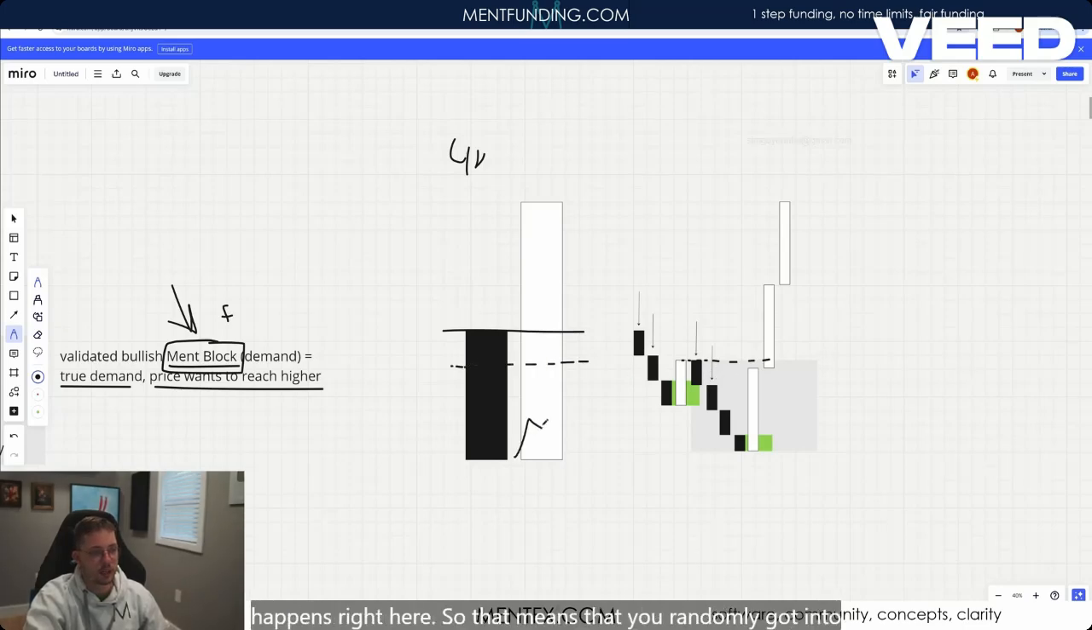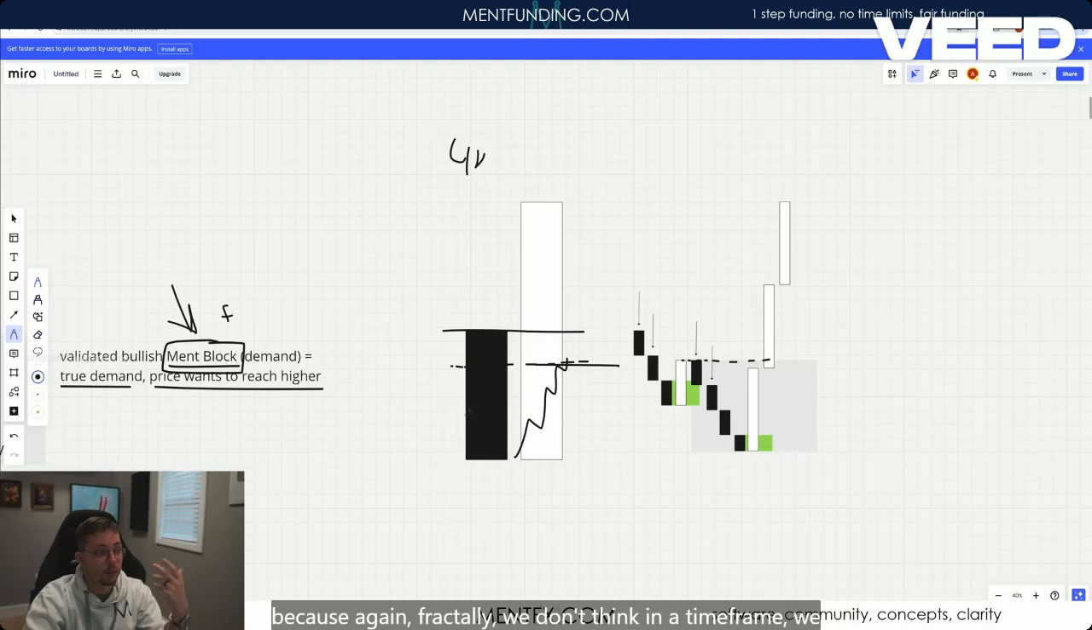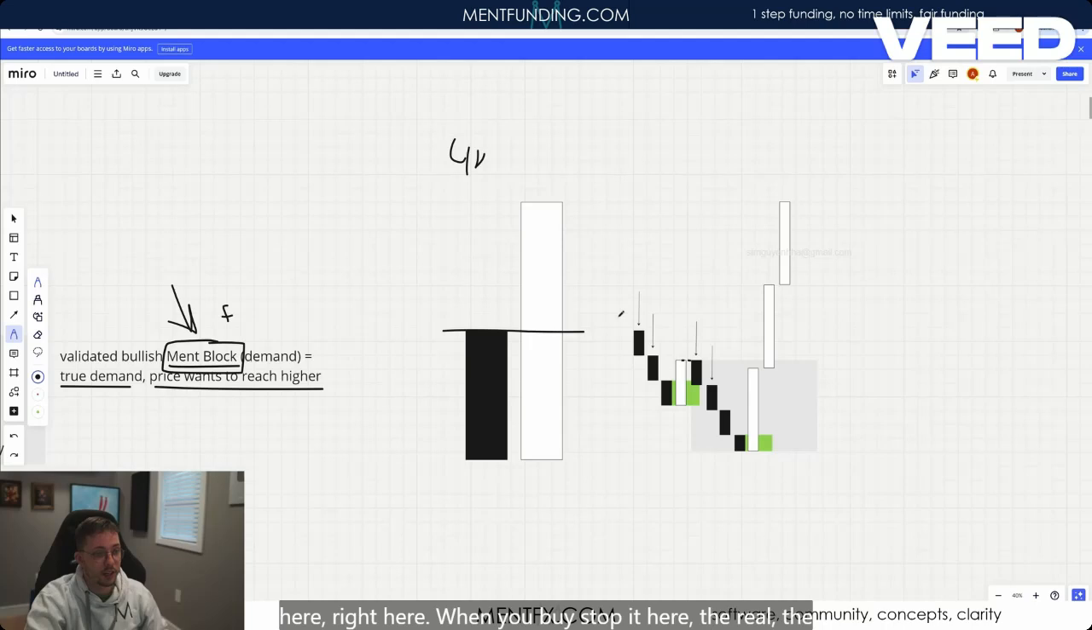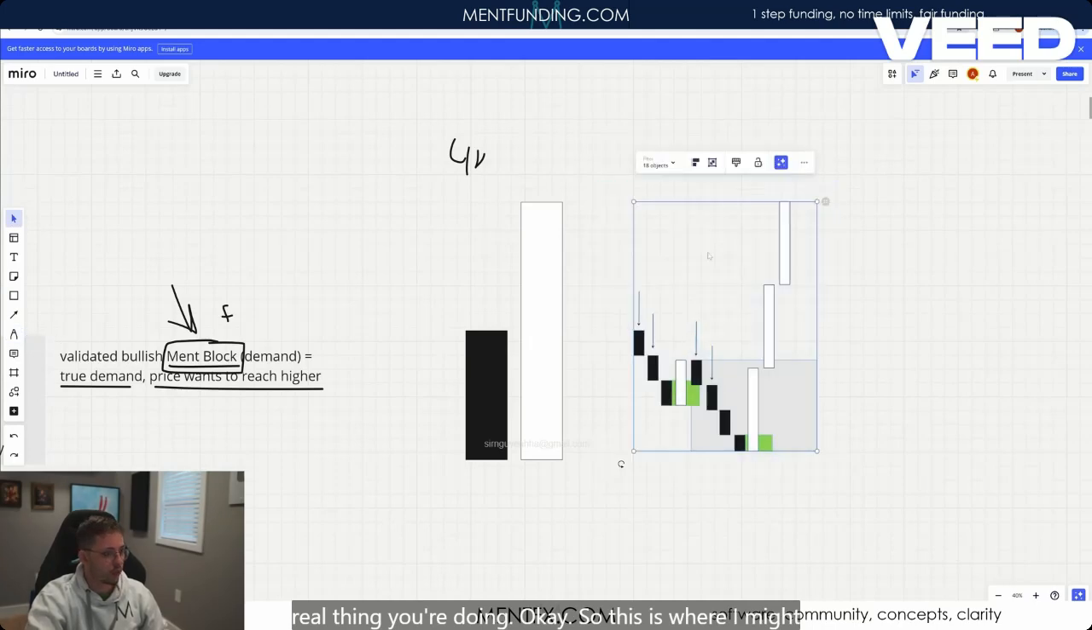So that means that you randomly got into this trade right here. But why could that work? Well, because again, fractally, we don't think in a time frame, we think in the actual move. So what's funny is this move right here, when you buy stop it here, the real thing you're doing, okay?